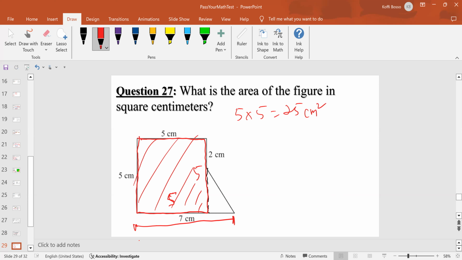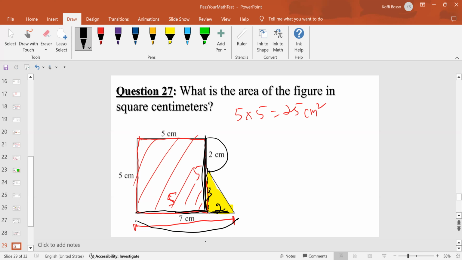Now we need to find the area of this little right triangle. What will be the dimensions? We have a 3 and 2. How I do that: this side here is 5, but they are telling me that I have a 2 here. So that means the leftover is 3. Same thing, this is 5, but the entire length here is 7. So 5 taken away from 7, you get 2.